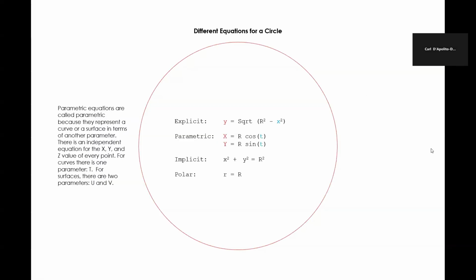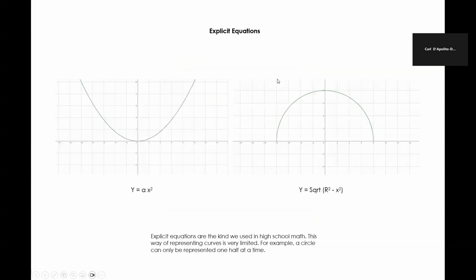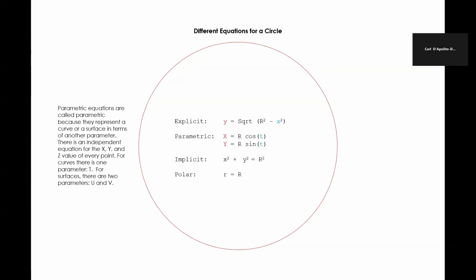Okay, so I want to clarify the different types of equations. There are many different forms of equation for the same shape. There are explicit equations where one variable, say y, is equal to an expression for another variable. So those are the types we encountered in high school. Things like y is equal to ax squared, which gives you a parabola. So you just plug in a number for x and you get a number for y.